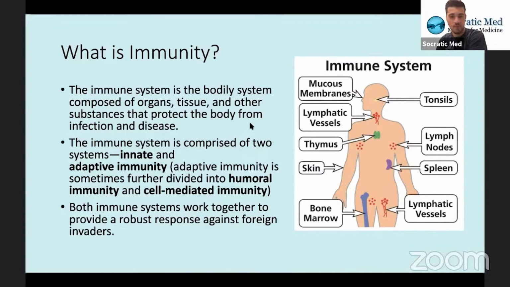And both of the immune systems work together to provide a robust response against foreign invaders. So it's usually a combination of both. It usually starts with the innate immune system, and then the adaptive immune system takes over. And we're going to get into that in a little bit. I put this graphic over here. It's just a basic sketch of the immune system and part of the lymphatic system.